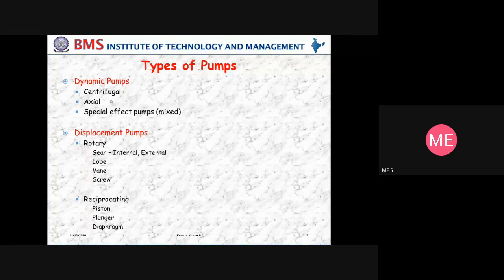What is our interest? Our interest is to concentrate only on the centrifugal pump. Here I have shown all the different types of pumps. The major important thing to concentrate on here is only the centrifugal pump. Is it clear? These are all the different types of pumps available. In that, the centrifugal pump is the major thing we are going to study in this module.